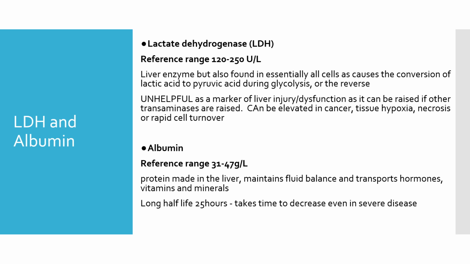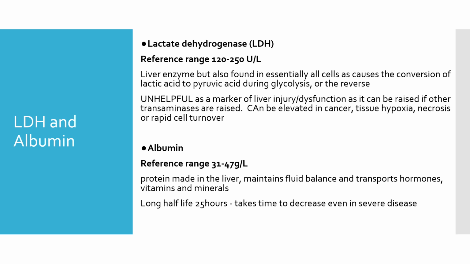So it's not actually helpful as a liver marker for injury or dysfunction, but it can also be affected by other transaminases if they're elevated. It can be elevated in cancer, obviously, and tissue hypoxia, necrosis, or if cells are rapidly turning over. That's why it can be used as a marker in a lot of cancers. We use LDH when looking at patients with germ cell carcinomas and also melanomas. So it's quite important when reviewing patients to keep an eye on the LDH. That's why you'll see it on a lot of pathology forms as well.